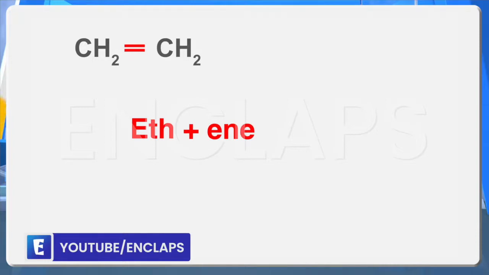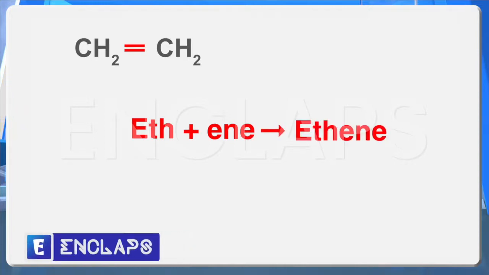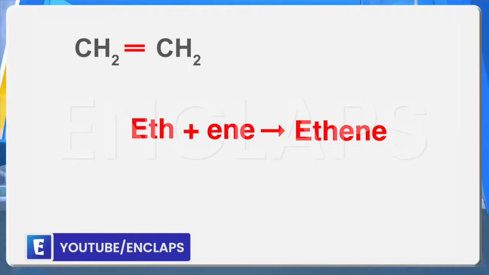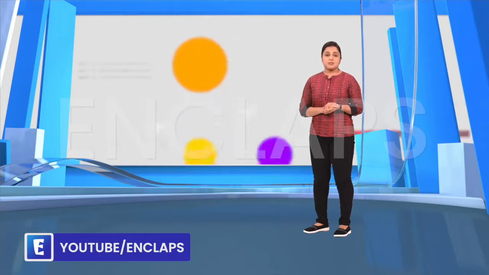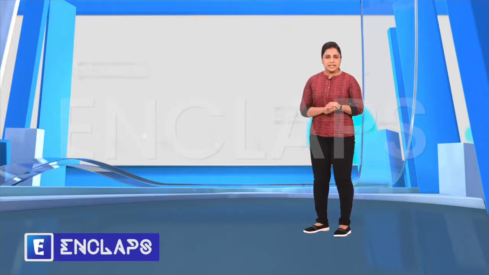Here the word root is eth. When we add the ene suffix, we get ethene. So ethene is the name of CH2 double bond CH2. This is the way of naming alkenes. We have to add the suffix ene to the corresponding word root. Clear? Then here is another compound.